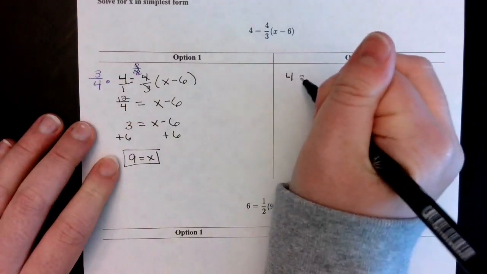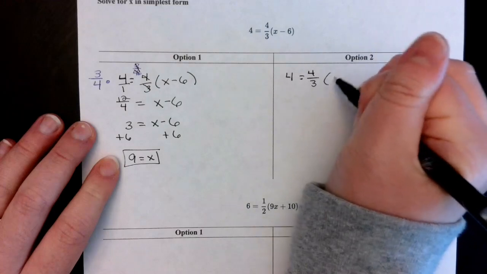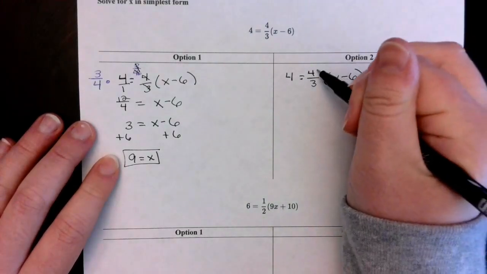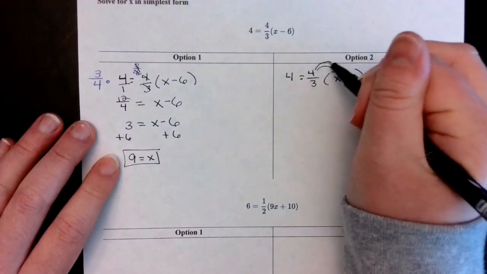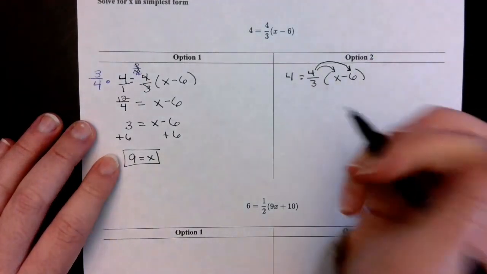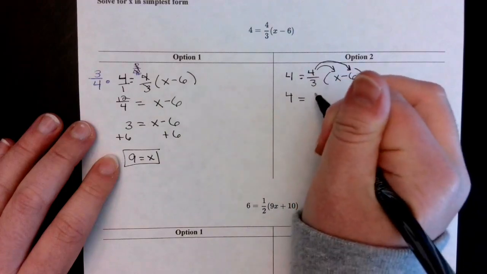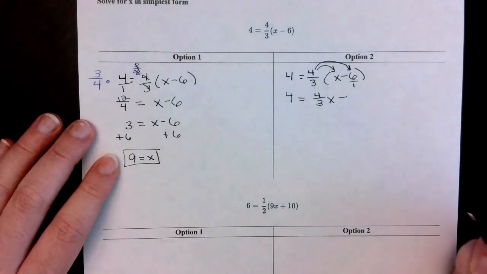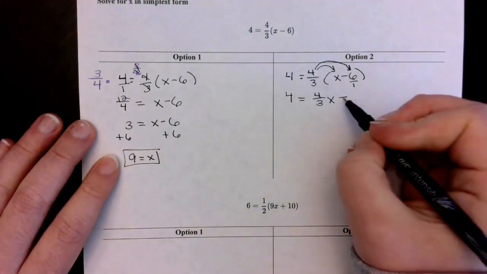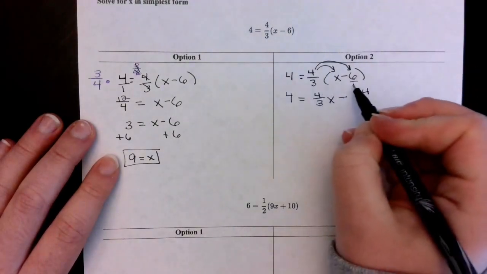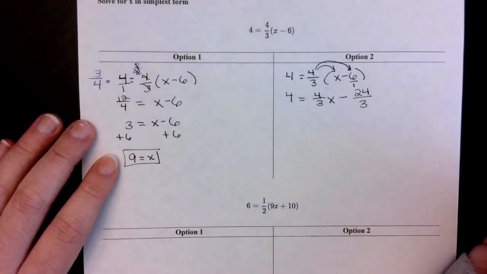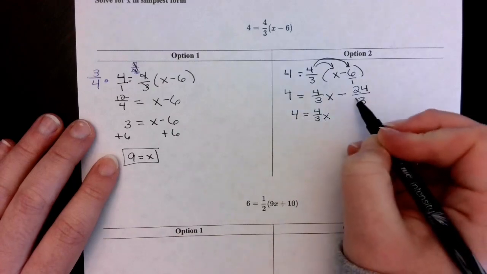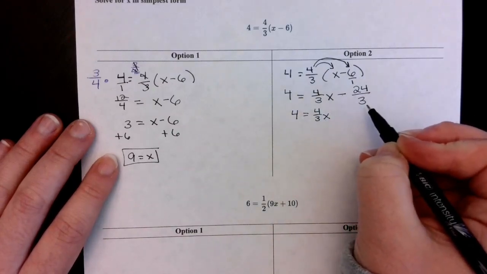Your second option is to multiply the fraction into the parentheses. So I multiply x by 4/3 and multiply negative 6 by 4/3. So it'll say 4 equals, and that's just going to be 4/3 x minus, I'm going to put that over 1. 4 times negative 6 is negative 24. 3 times 1 is 3. I can't simplify 4/3. But I can simplify 24 over 3, and that gets me 8.